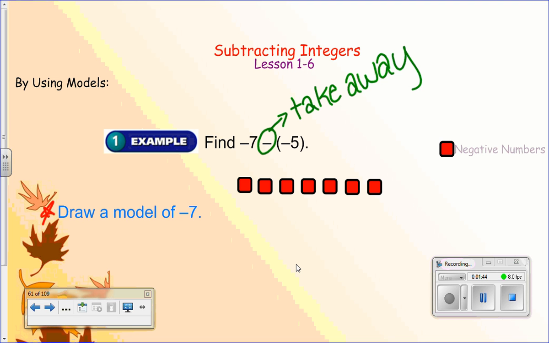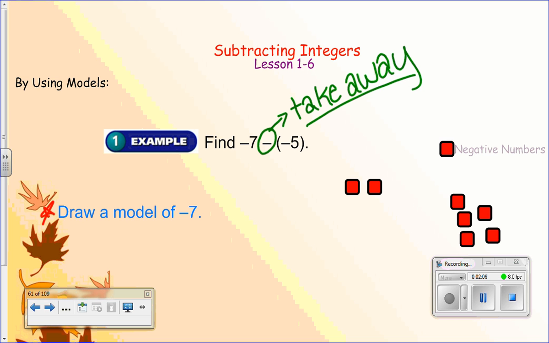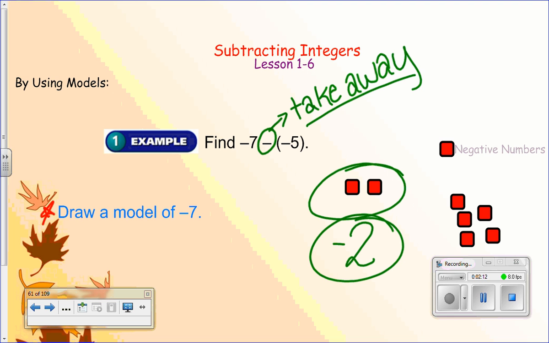So I did the first part of this example. I drew -7. Now it says minus -5, or as I rewrote it, take away -5. Well, if we're taking away 5 negatives, all these are negative. So I could take away, well, -1, -2, -3, -4, -5. That leaves me with 2 negatives. My answer here is -2.